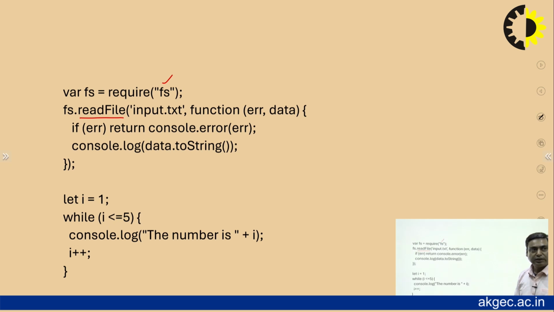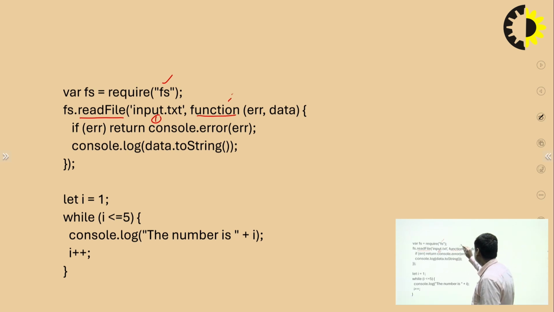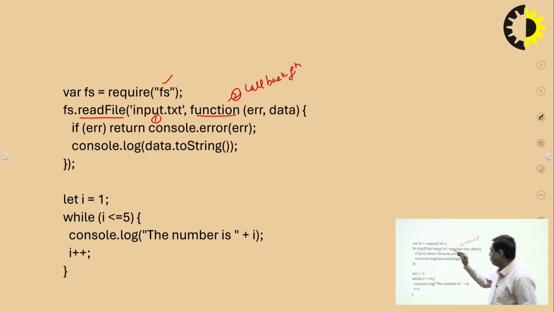readFile is a method of fs that will work asynchronously. When it works asynchronously, it can support the callback function. So the first argument is the file that it will read. The second is a callback function. The meaning is, when this method works and the reading of the file is going on, at the same time this other code can also be executed.